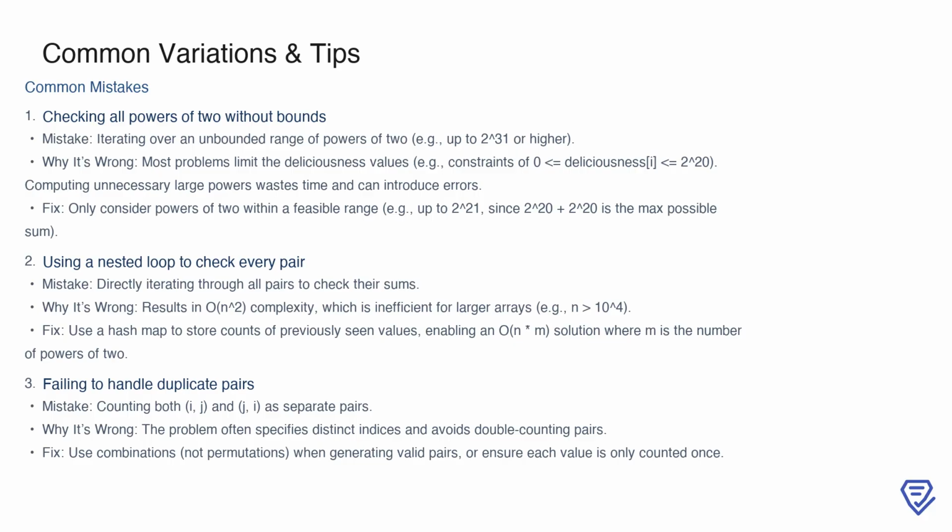Lastly, be cautious about handling duplicate pairs. Counting both i, j and j, i as separate pairs can lead to overcounting. Make sure you only count each valid pair once, either by focusing on combinations rather than permutations or by ensuring that each value is processed appropriately.